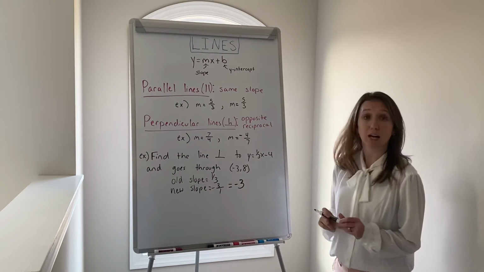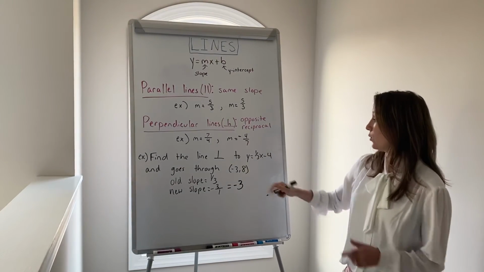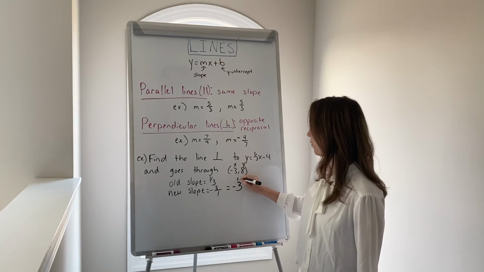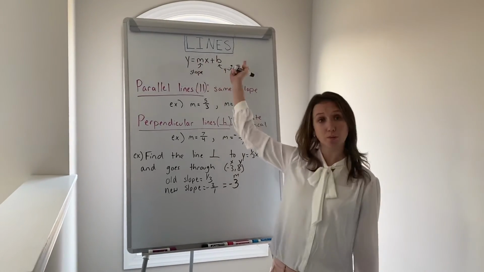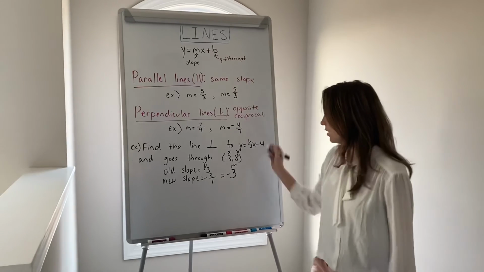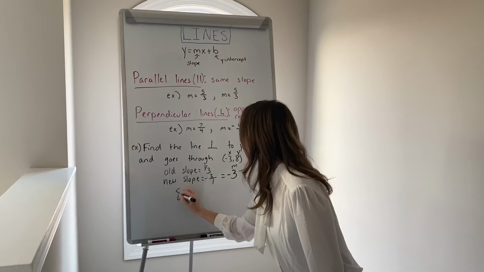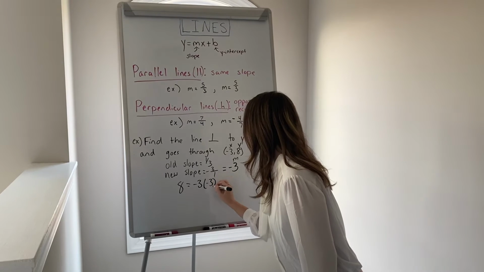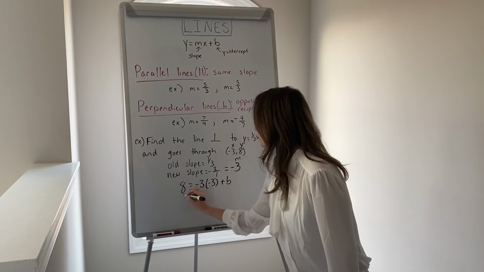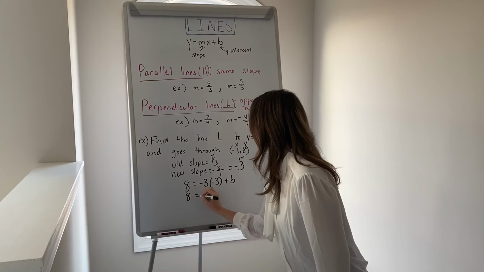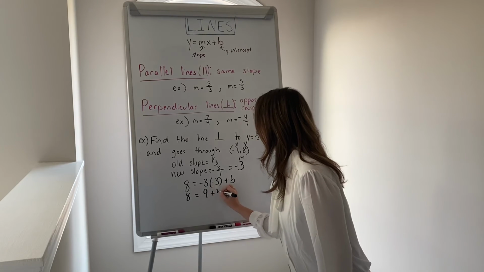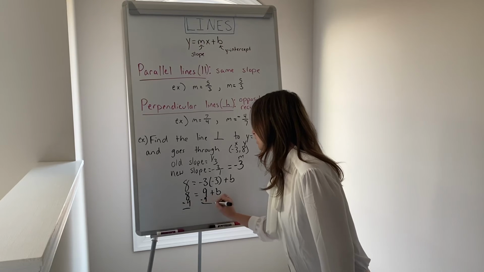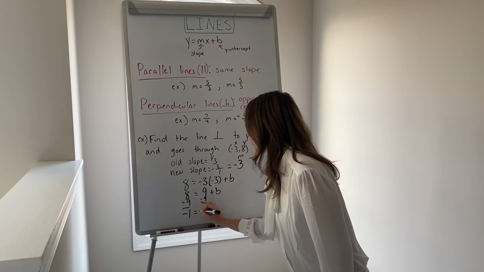So now we need to find the y-intercept. So again, we have an x, a y point, and we have our m. So we can plug that into our formula and just solve for b. So this would be 8 equals -3 times -3 plus b. So when we solve that, we would have 9 plus b. And when we subtract, we would get -1 as our y-intercept.